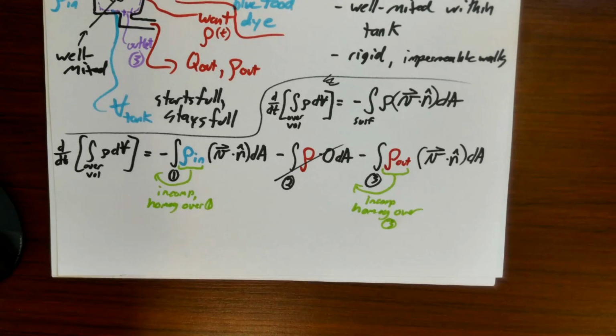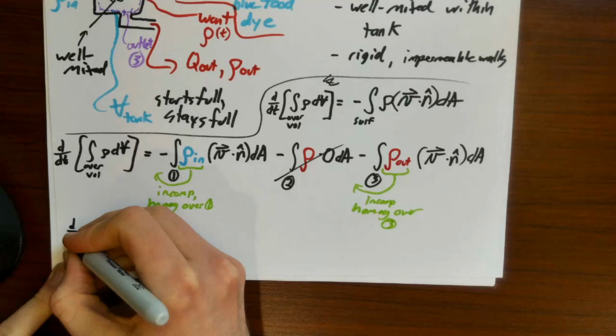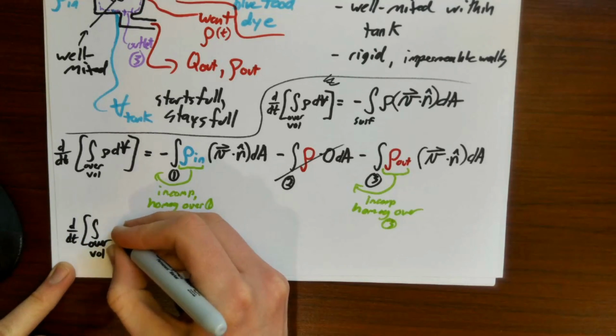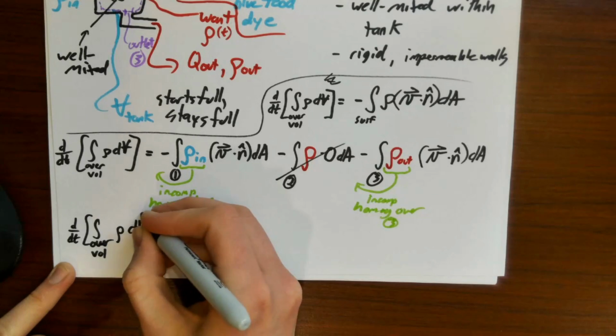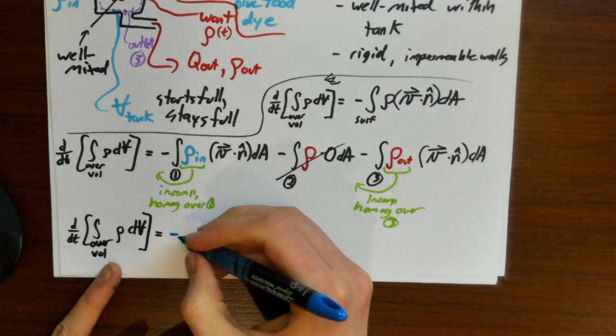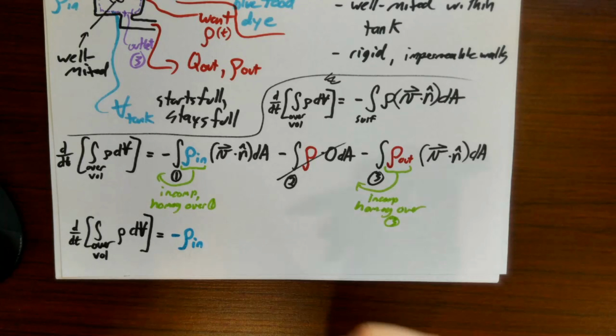All right, so what does that leave us with? Well, that leaves us with the left-hand side, which we haven't fully squared away yet. But we could pull those densities.